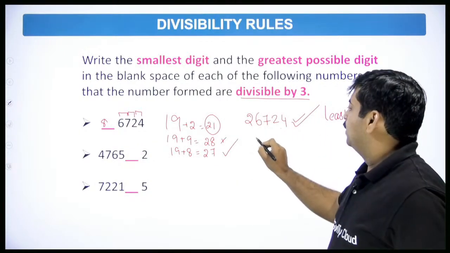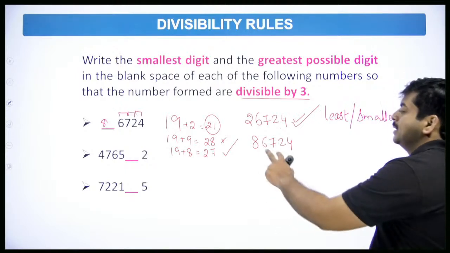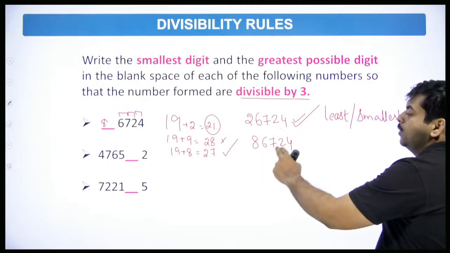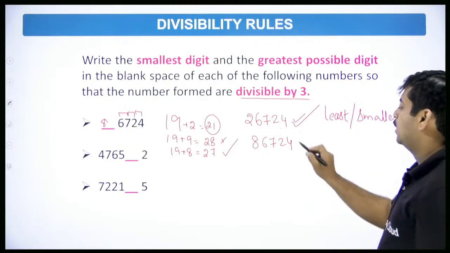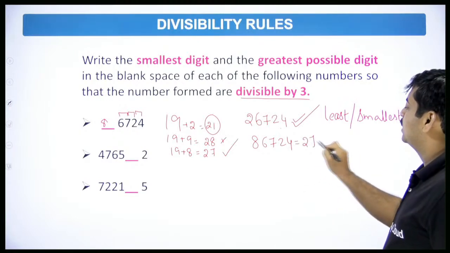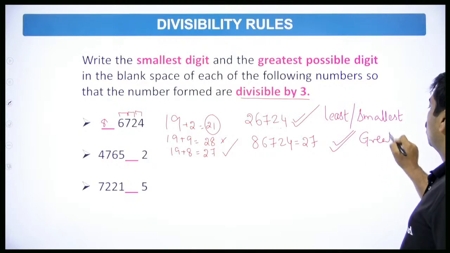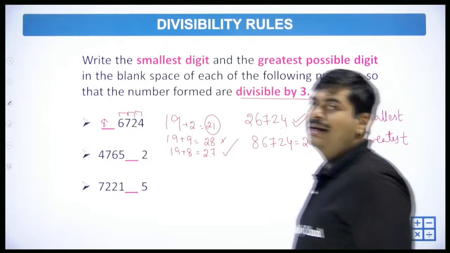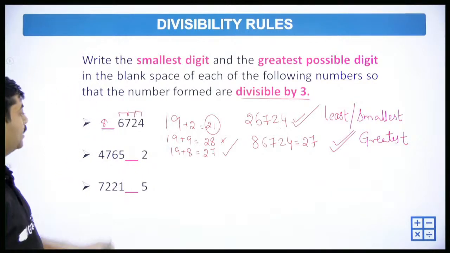Okay. So that number will give you 8, 6, 7, 2, 4. So 8 plus 6 is 14. 14 plus 7 is 21. 21 plus 2 is 23. 23 plus 4, 27. The sum of the digits is 27. Yes, it is divisible. And this is the greatest, or you can say the highest number, which is divisible by 3.